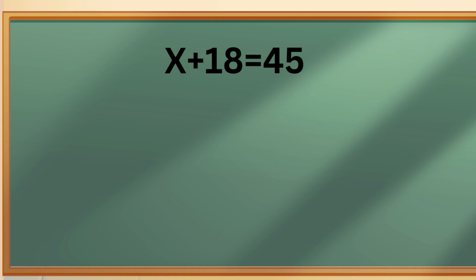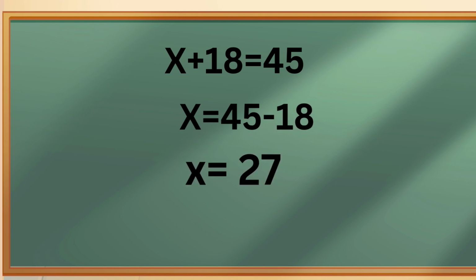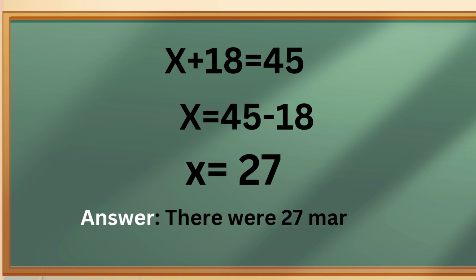When we transpose a term, its sign changes. So now plus 18 will become minus 18. So x equals 45 minus 18. So x equals 27. So there were 27 marbles in the box at first.